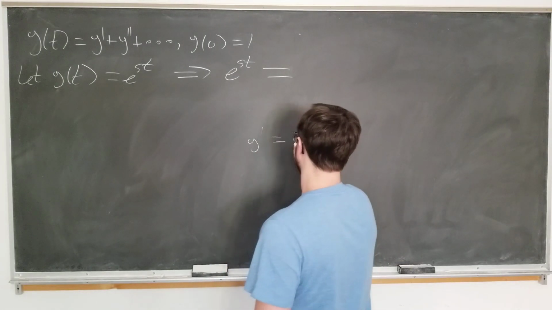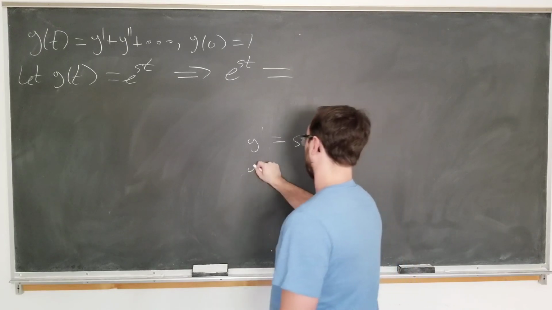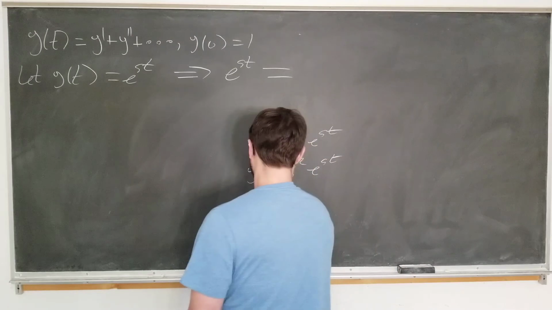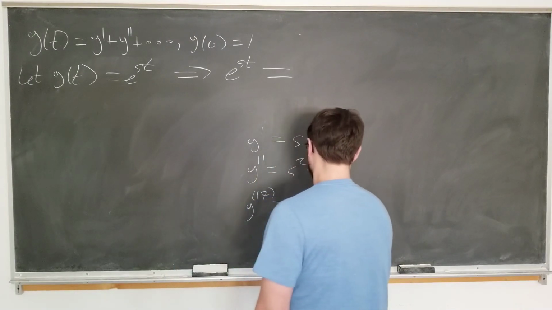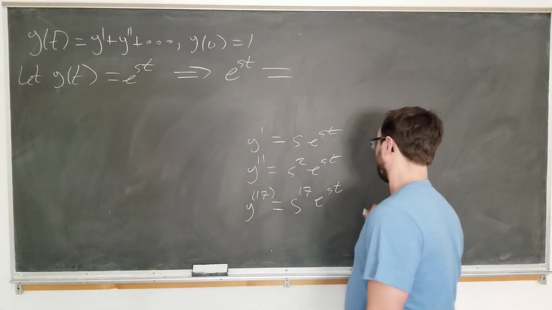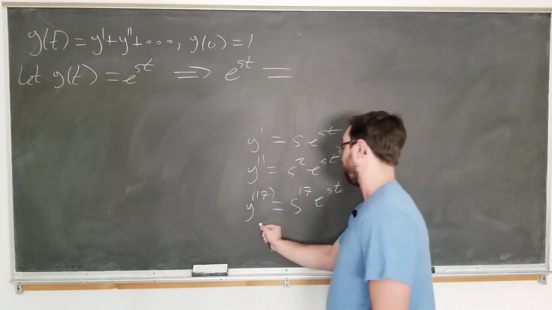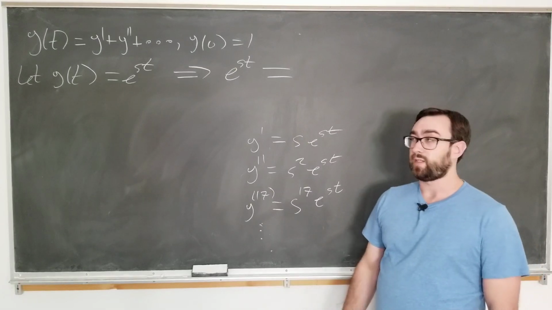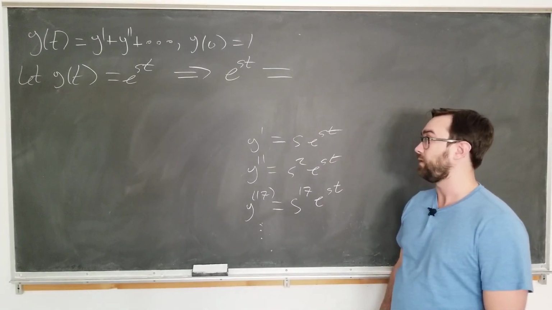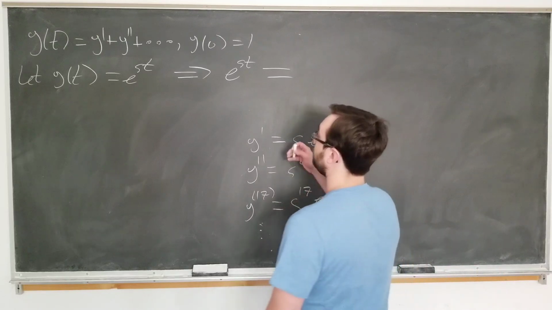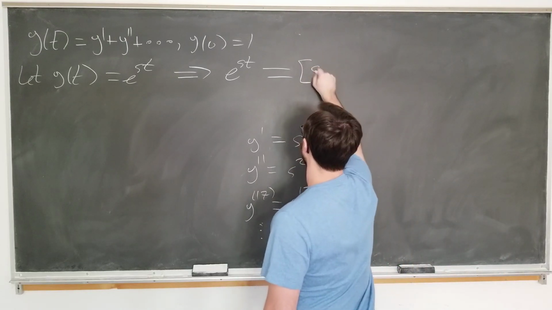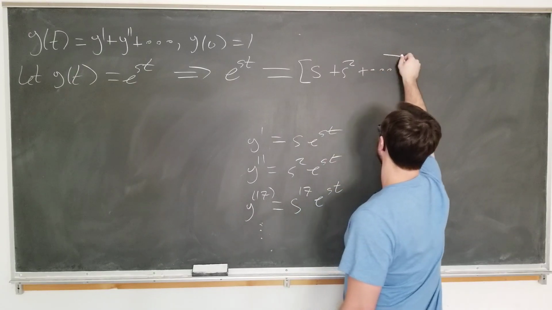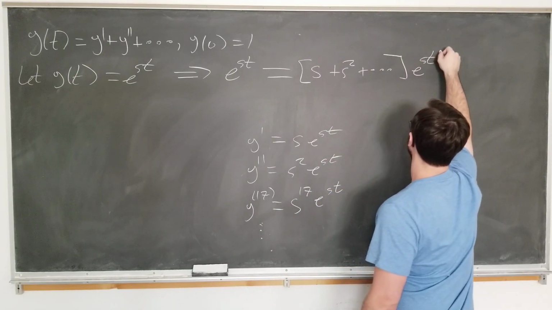So y prime is just s e to the st, and y double prime is just s squared e to the st. And if we had the 17th derivative, it would be s to the 17th, e to the st, of course, and it just continues on forever. So basically, by choosing the exponential ansatz, we're going to replace differentiation with multiplication. So we have s plus s squared, and it continues on forever, multiplied by e to the st.